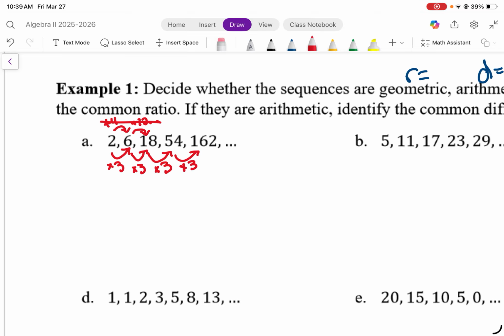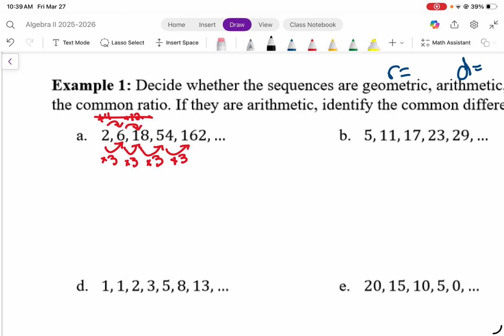With these sequences, you want to make sure you check for all of the terms that are given because sometimes the first couple will be the same ratio or the same common difference, and then the last one will be different. So make sure you're checking all of them before you definitively say, yes, it's geometric or yes, it's arithmetic. So this one's geometric, and they want the common ratio, which is 3.